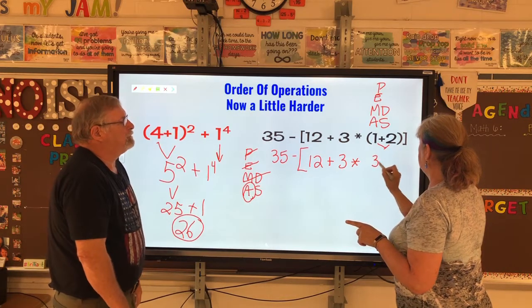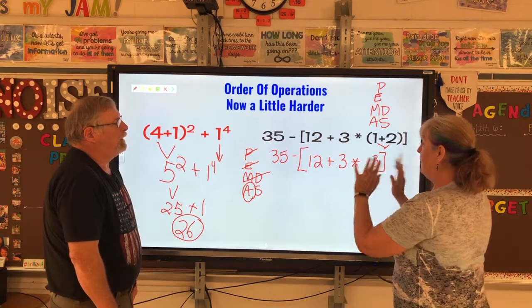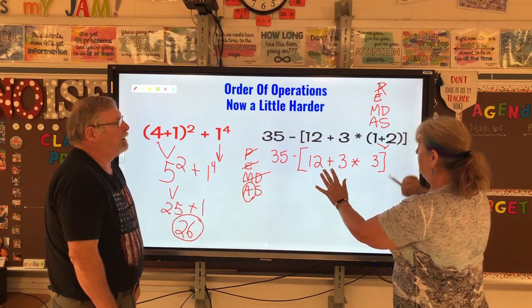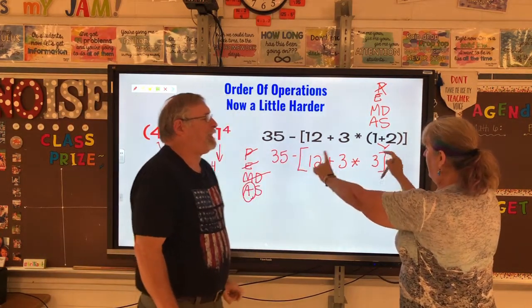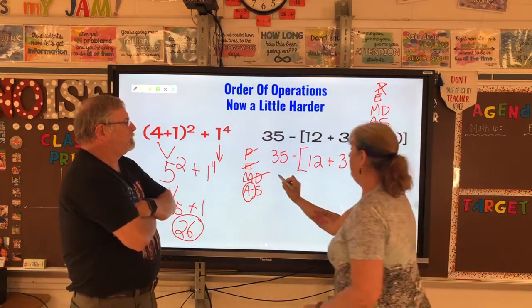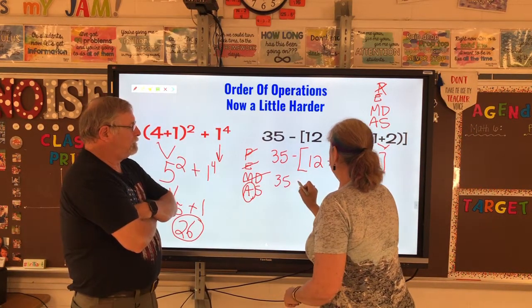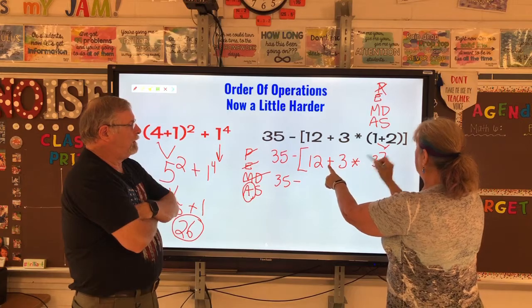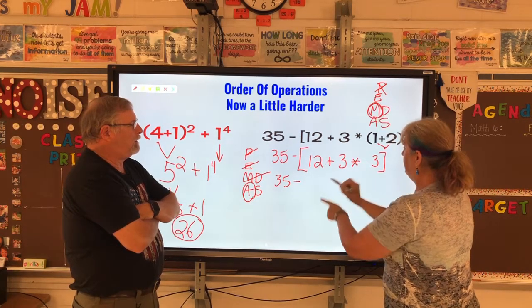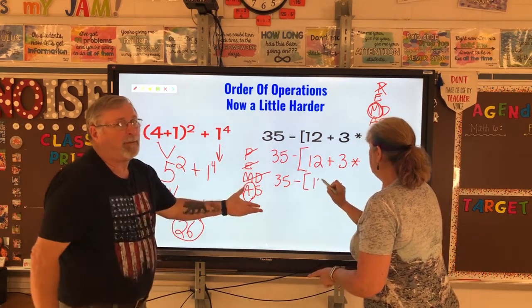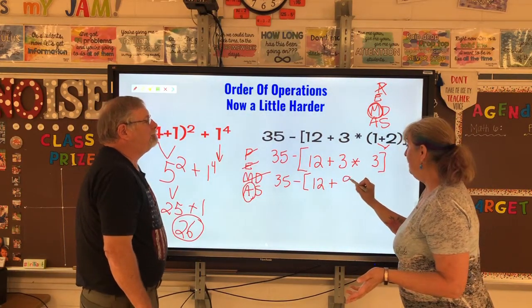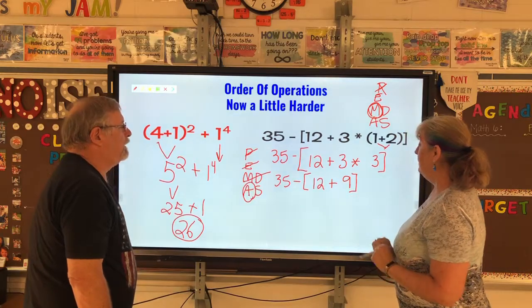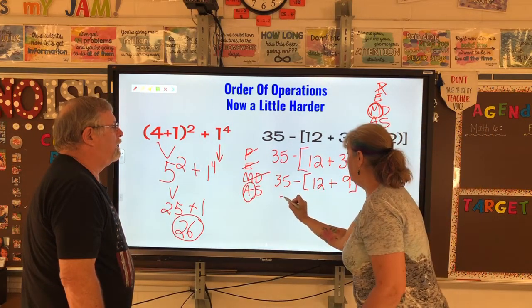And 1 plus 2 is 3, and there's a bracket. Inside my bracket, I'm still working in parentheses. Now we still have to work inside that bracket, right? I'm still working in here, so I keep my 35 minus, and I've got adding and multiplying, and I know multiplying is more powerful, so bracket. Still need that bracket because you have 2 operations in there. 3 times 3 is 9. Bracket. Now I just have one operation.